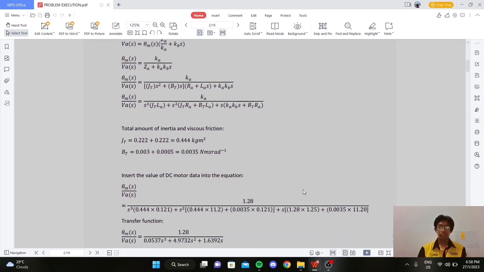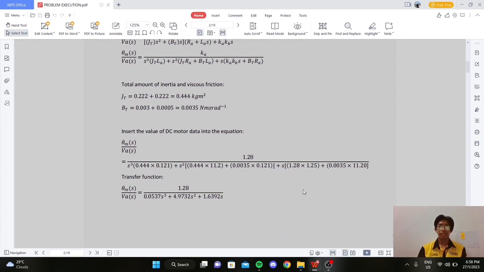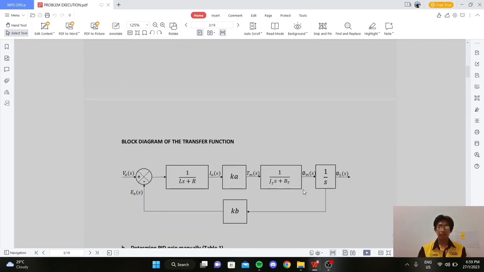We insert the values of the DC motor data into the equation. Theta MS over VAS equal to 1.28 over S cubed times 0.444 times 0.121 plus S squared times 0.444 times 11.2 plus 0.0035 times 0.121 plus S times 1.28 times 1.25 plus 0.0035 times 11.2. So we get the transfer function theta MS over VAS equal to 1.28 over 0.0537 S cubed plus 4.9732 S squared plus 1.6392 S. This is the block diagram of the transfer function.